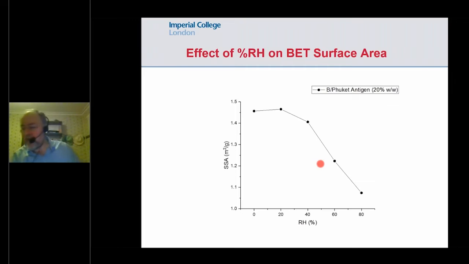And the final bit of data to talk about in this particular little study is what happens when we measure the surface area at different humidities. And this is for a flu antigen. What you can see here is that as we do our experiments, we get about 1.5 meters squared per gram at 0%. But once we get up to about 40%, we start to lose surface area. That could just be the water blocking some of the sites, or it could be more profound changes in the stability of the material. But at least with the IGC technique, you can get an insight into surface area effects with humidity, which is something that's traditionally very, very difficult to do.